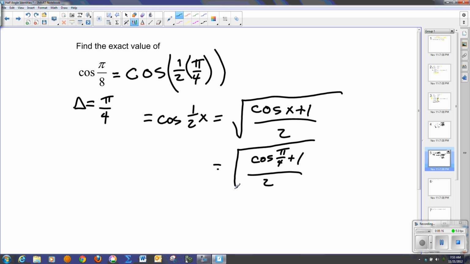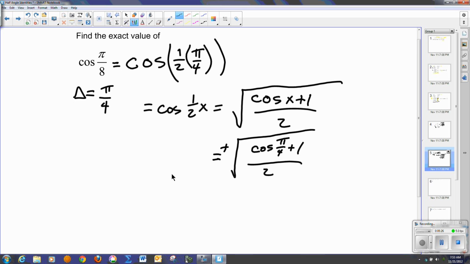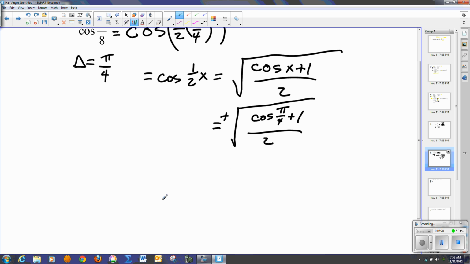Now simplifying these is going to be a little ugly. It involves algebra. We know pi over 8 is in the first quadrant, so this is going to be a positive answer since it's a cosine. Again, simplifying these is not necessarily going to be easy because we get a lot of complex fractions and square roots. The cosine of pi over 4 is root 2 over 2.